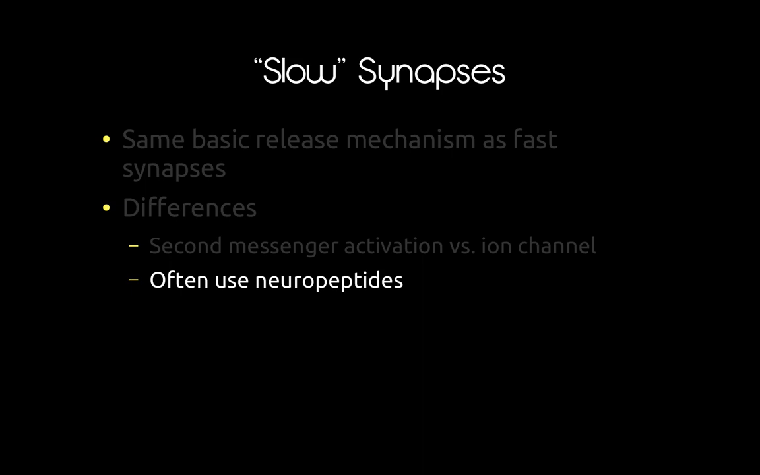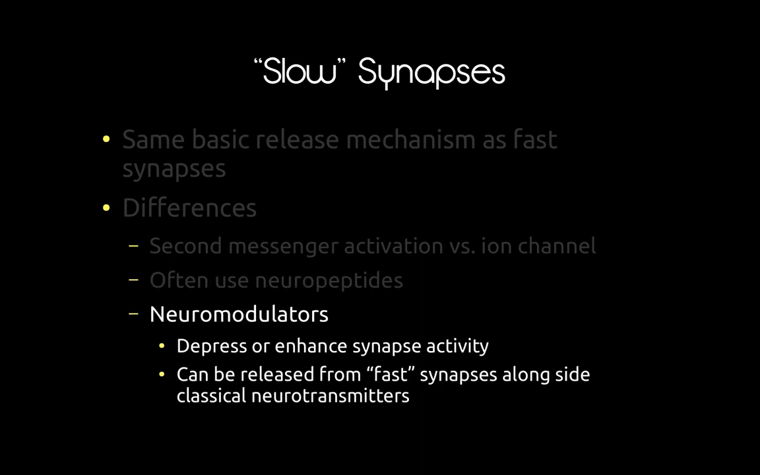These are often going to be strings of amino acids chained together, somewhere between 2 and 40 amino acids, so they're a lot larger as well. And a lot of the other things that are going to be used here are what are known as neuromodulators. So a lot of these neuropeptides are actually neuromodulators.